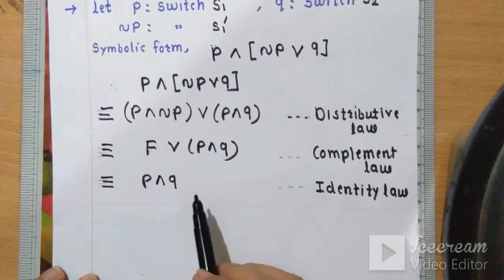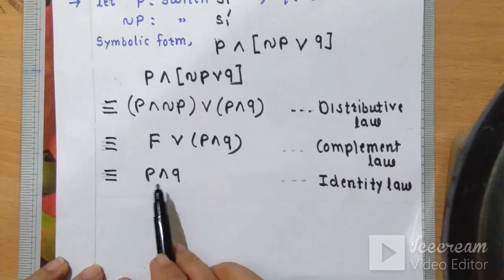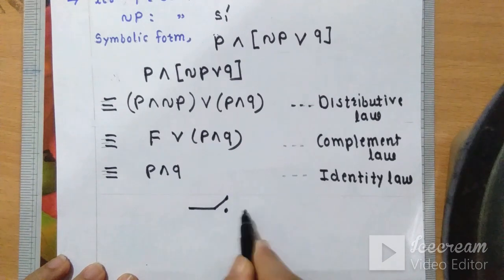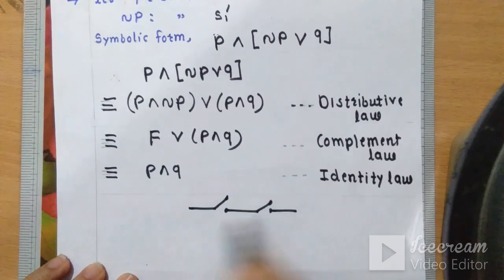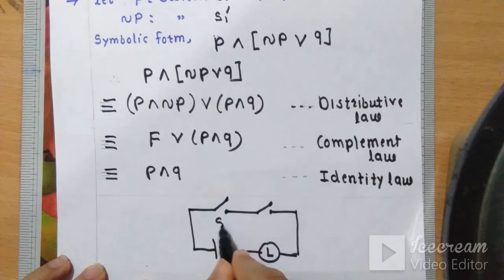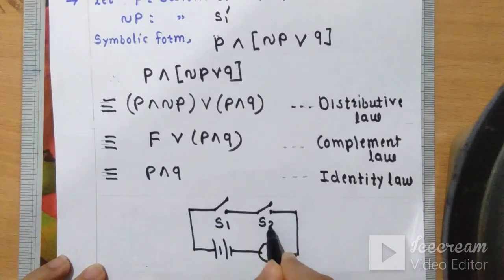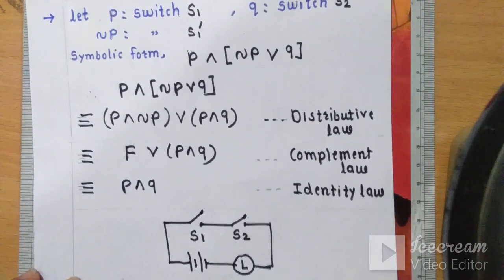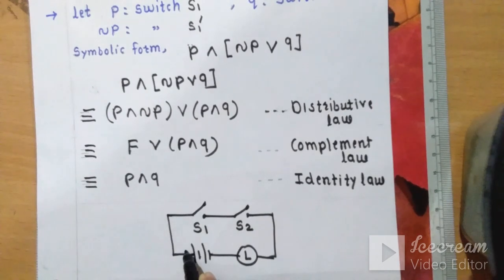And we have to draw the simplified circuit. So circuit of this is series, that means this is first switch, this is second switch, and then attach battery, and then lamp, and give name. First P means S1 switch, Q means S2. This is the simplified circuit of the given circuit. Here show the flow of current also, like this.